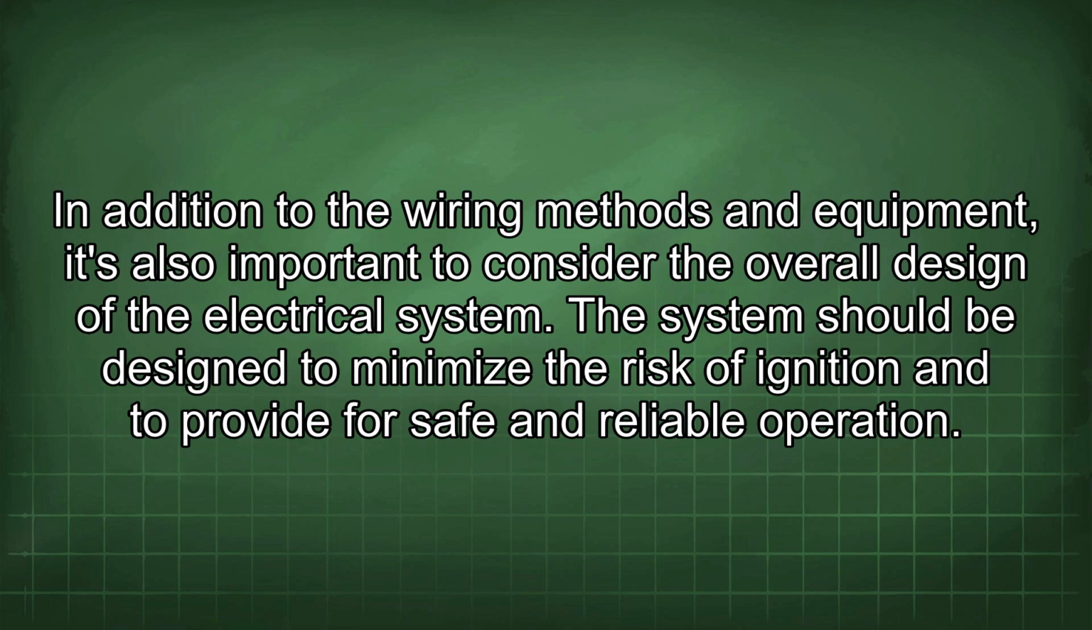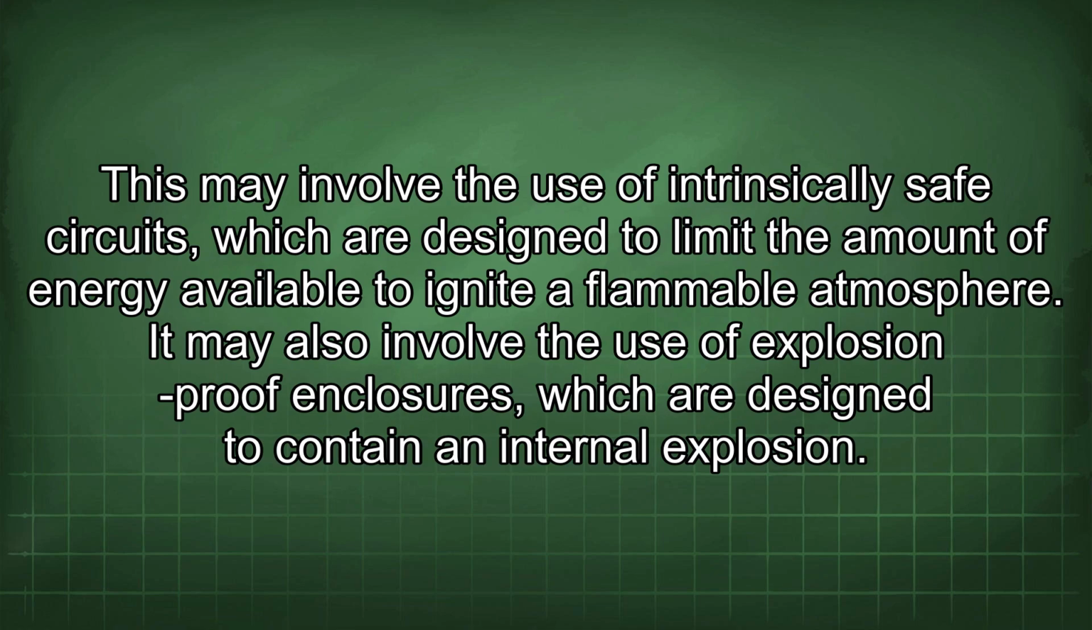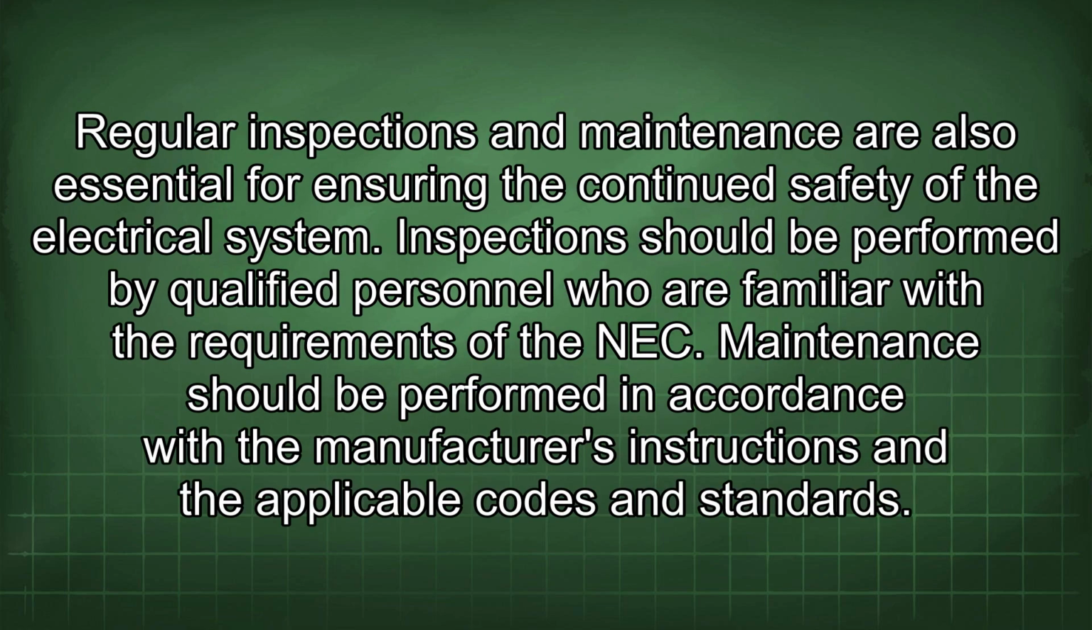In addition to the wiring methods and equipment, it's also important to consider the overall design of the electrical system. The system should be designed to minimize the risk of ignition and to provide for safe and reliable operation. This may involve the use of intrinsically safe circuits, which are designed to limit the amount of energy available to ignite a flammable atmosphere. It may also involve the use of explosion-proof enclosures, which are designed to contain an internal explosion. Regular inspections and maintenance are also essential for ensuring the continued safety of the electrical system.